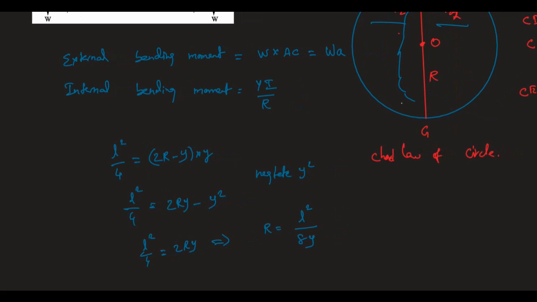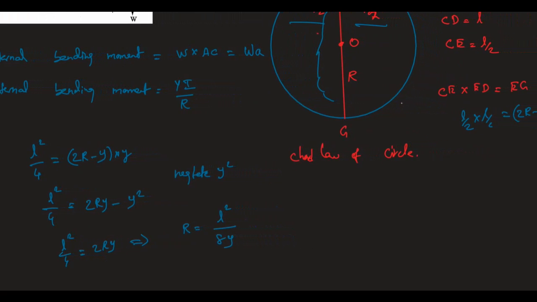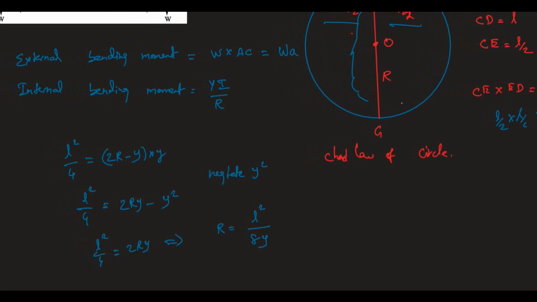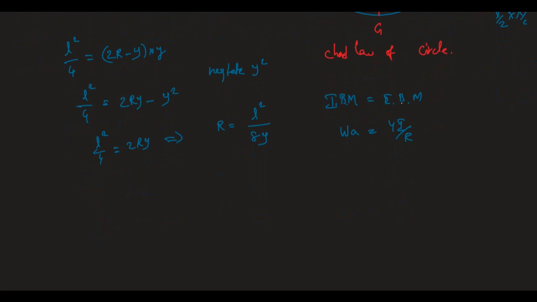Why do I need to get the value for R in terms of the known values? L square and Y are known values, but R is an unknown value, because the radius of curvature we cannot measure here. So we have to get the idea. Now we have to equate: if the forces are equal, then internal bending moment is equal to external bending moment. That is WA equal to YI by R.